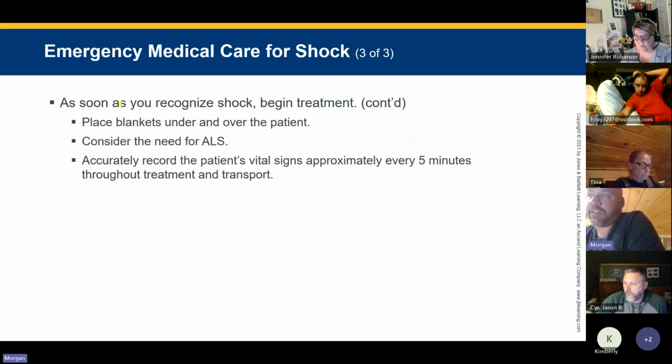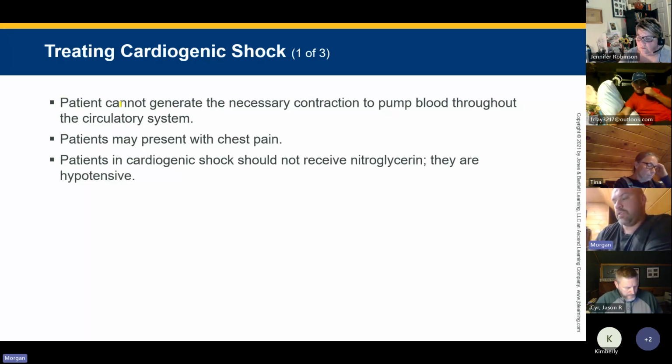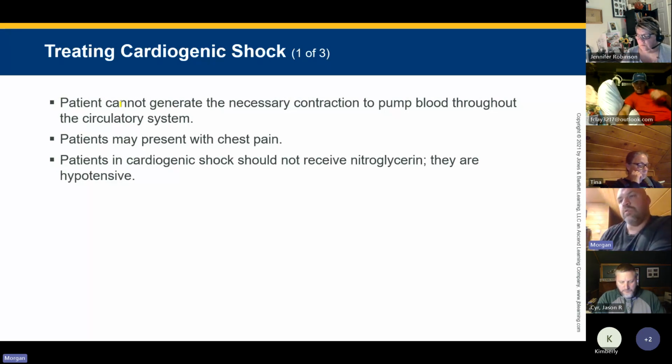Reassess the patient's vitals every 5 minutes through treatment and transport. Treating cardiogenic shock: their pump is failing. It's like a big balloon versus a little balloon. If they have a little balloon, they're not going to get that pre-fill, or they're not going to be able to push it through.